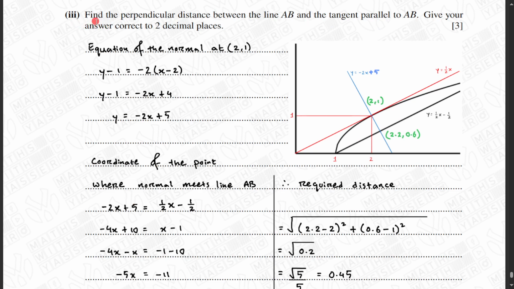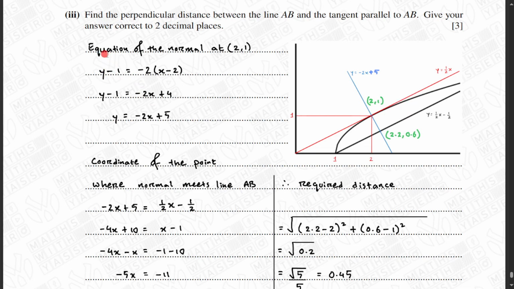In the third part of the question, we need to find the perpendicular distance between the line AB and the tangent parallel to AB. Give your answer correct to 2 decimal places. So this is the diagram that we are talking about. This was the line AB and this is the line y equals half x, parallel to the line AB, having the same gradient. And we have found so far that the point at which the tangent occurs is (2, 1), and we need to find the perpendicular distance between this line and this line.